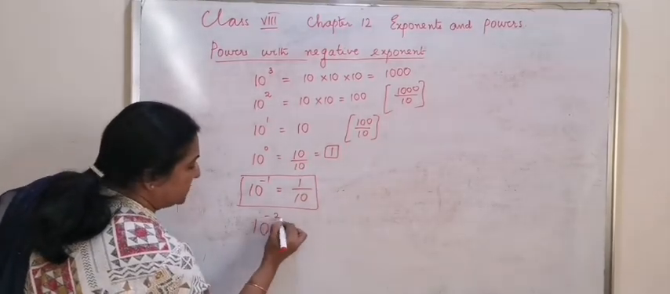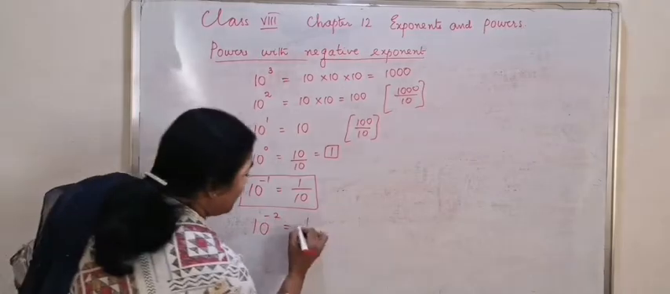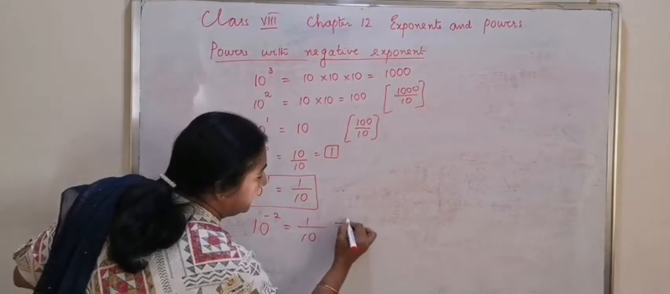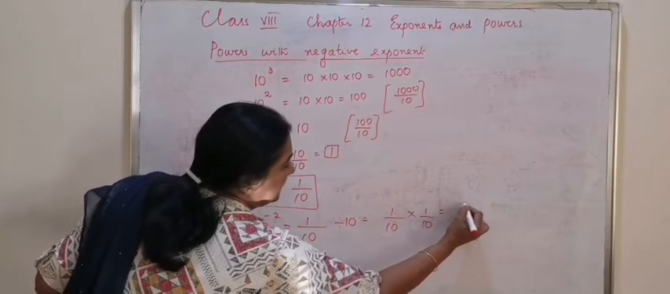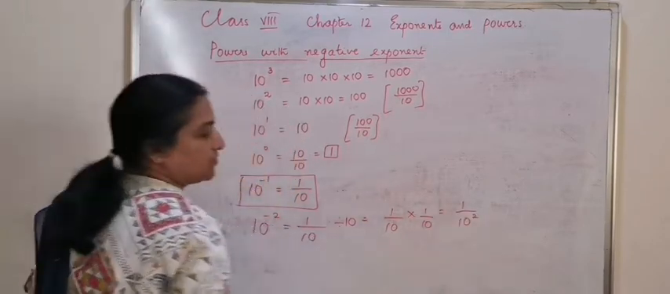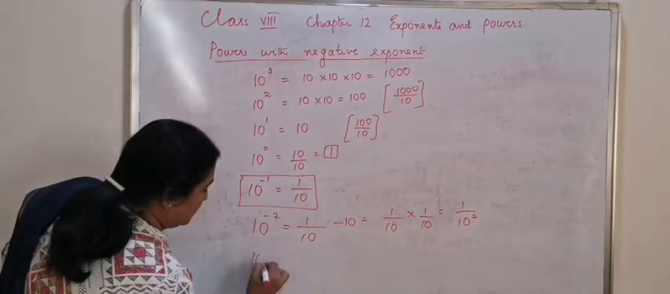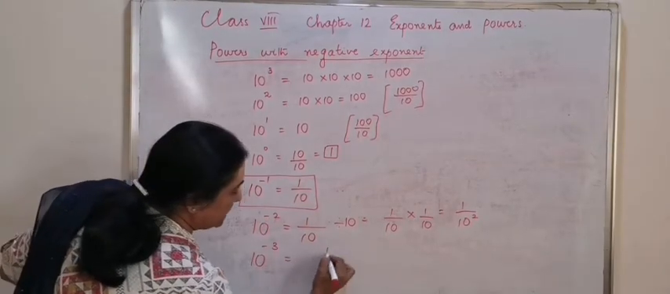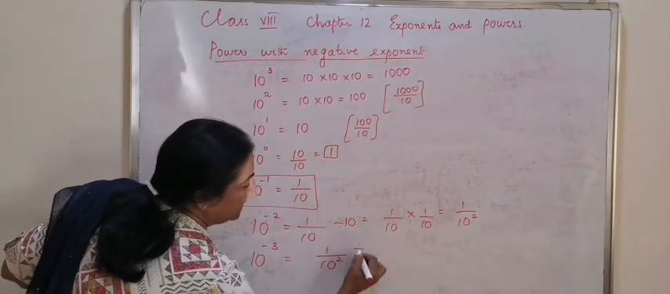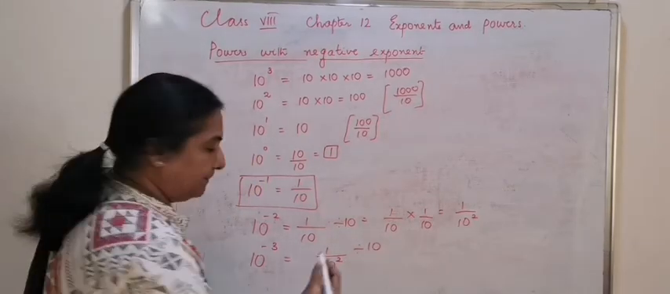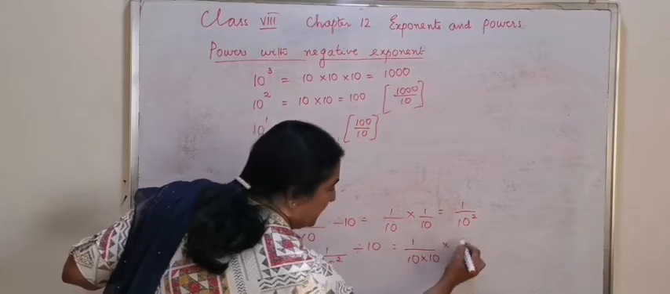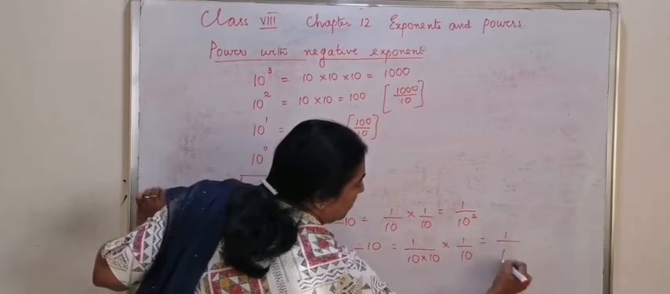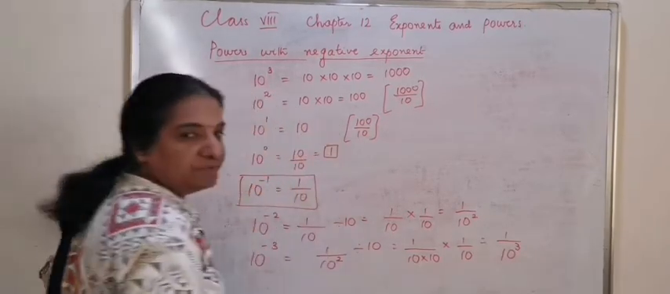10 to the power of minus 2 is the same as 1 by 10 divided by 10, or 1 by 10 into 1 by 10, 1 by 10 square. 10 to the power of minus 3 is the same as 1 by 10 square divided by 10, that is 1 by 10 into 1 by 10 into 1 by 10, or 1 by 10 cubed.